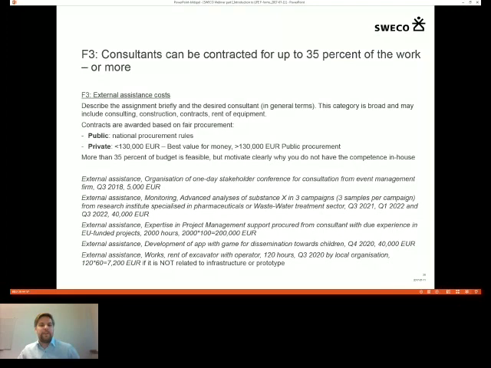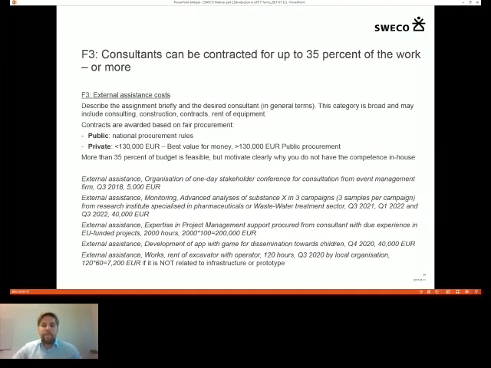The contracts should always be awarded based on a fair procurement. For public organizations, national procurement rules apply. And this is very important. And this also means that you can never indicate the name of the consultant that you want in the project already in the application. You should only write what kind of consultant it is, because you will have to procure it anyway.